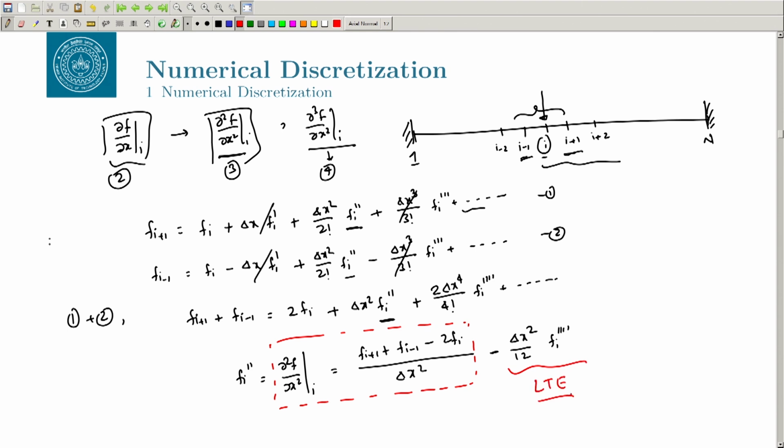You can see that your leading truncation error is of the order of delta x squared. This can be any derivative, f_i double prime, triple prime, fourth prime. What you need to see is the power of your delta x term. That is what gives you your order of accuracy. So, this is raised to the power 2, so this is a second order accurate scheme.